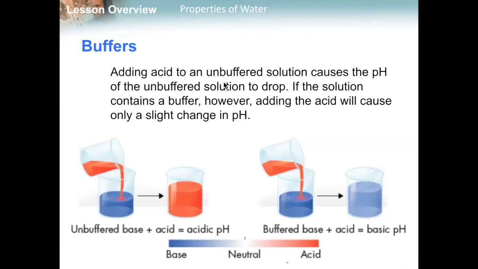Adding acid to an unbuffered solution causes the pH of the unbuffered solution to drop. So this is unbuffered: add the acid, it would become acidic. A buffered base, however, is already a base, and adding an acid to that would only make it more neutral or still a base.